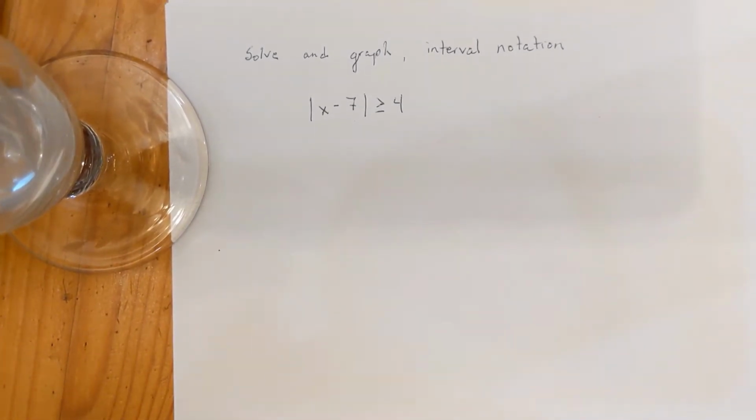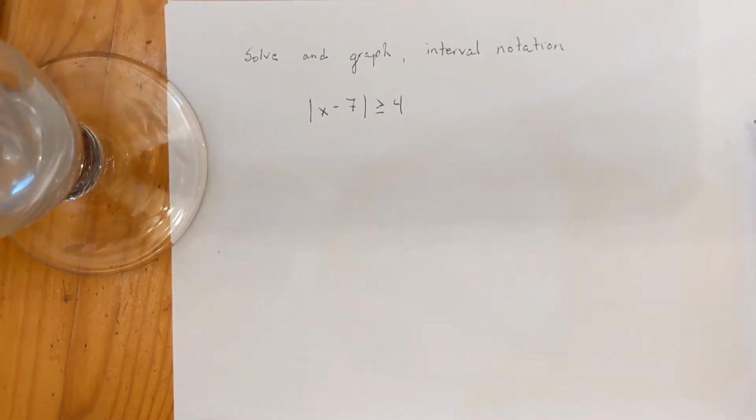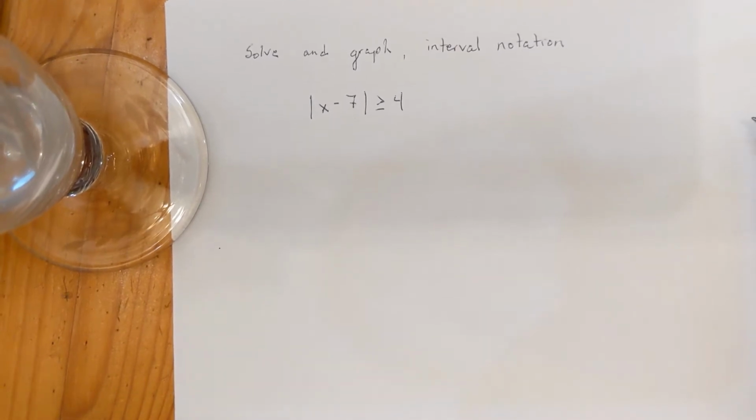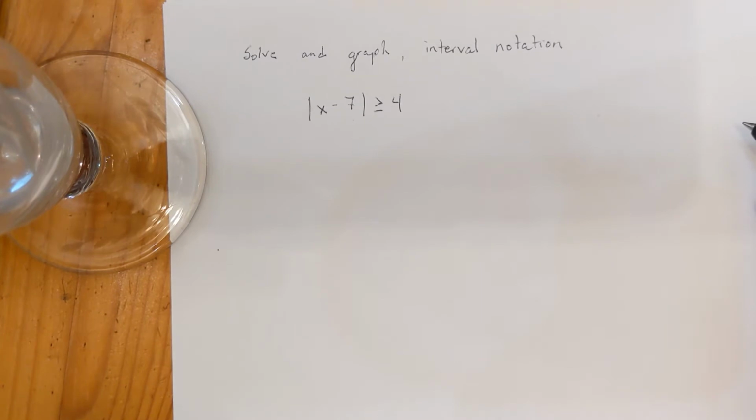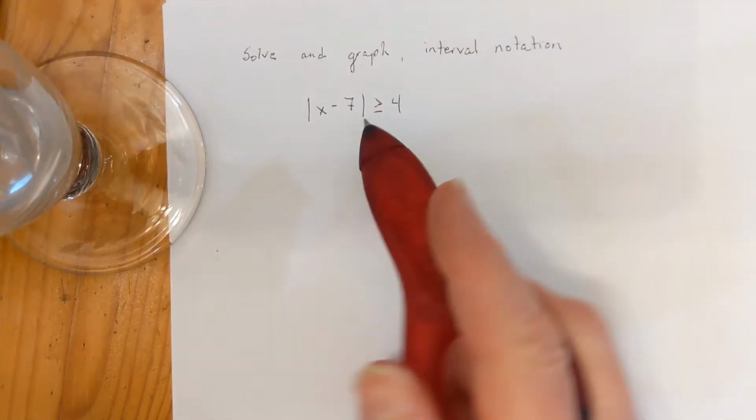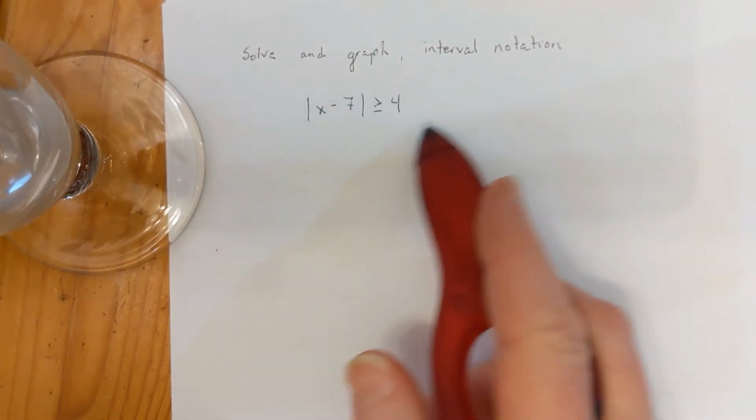Mini lecture for Prepare for Class 1.2 on absolute value inequalities. This is like problem 3 in the Prepare for Classwork. I've added that we're going to write the answer in interval notation so I can be sure to talk about that. They give us an absolute value inequality.